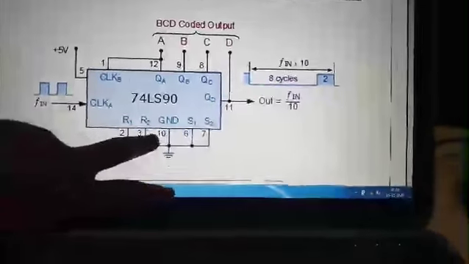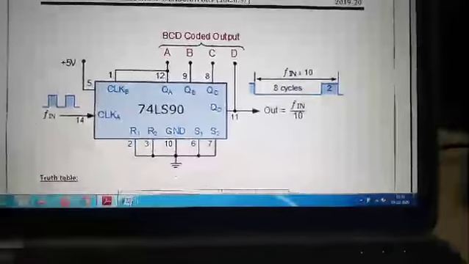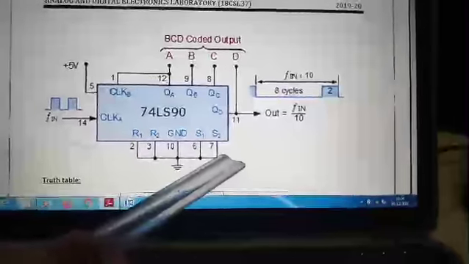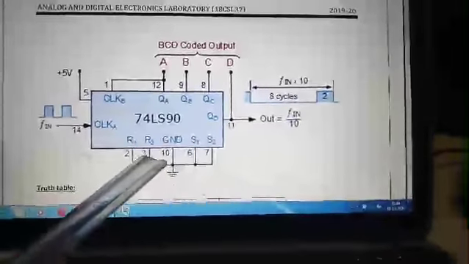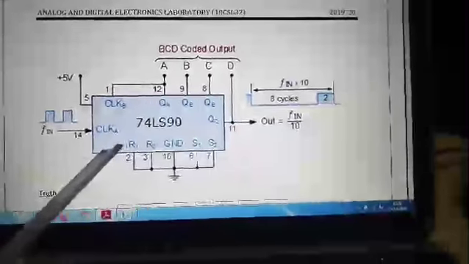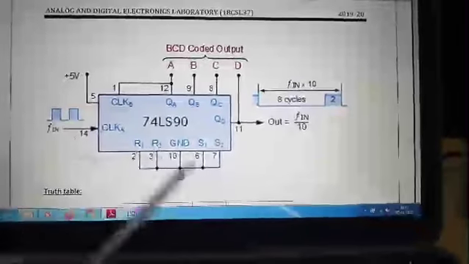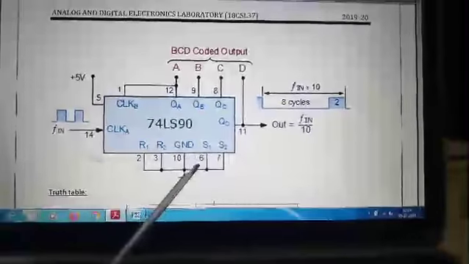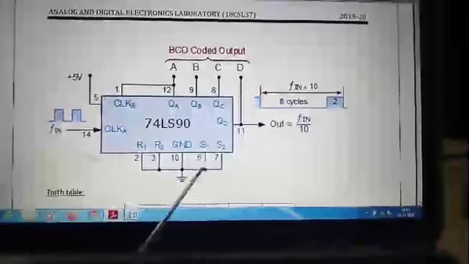Pins 2 and 3 are called set inputs. Pins 6 and 7 are called clear inputs. These inputs should be held at low for this IC to act as a decade counter, otherwise it will not count in order. It will stay at any one of the invalid states.